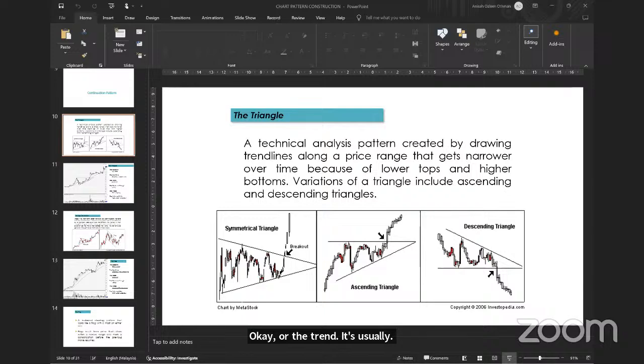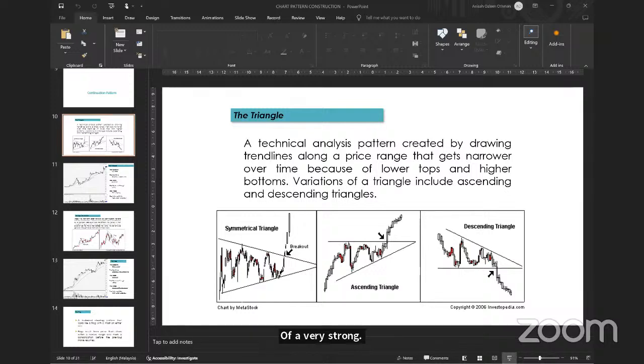I explained before this the trend structure of making higher highs. This is an indication of where the trend fails, the trend structure fails to make a higher high. So this is a formation of a very strong reversal.